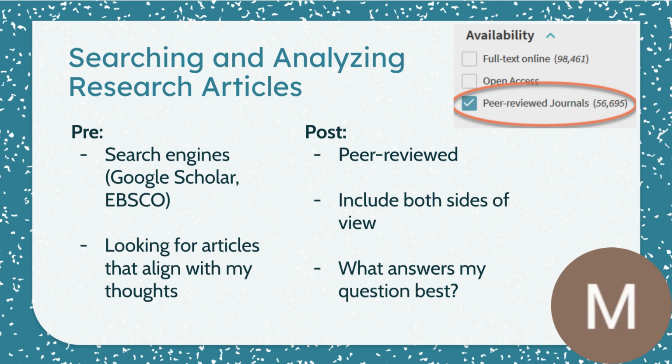When it comes to searching and analyzing research articles, I had very little knowledge of that. I knew that I could look through search engines like Google Scholar or EBSCO, since that's what I used in my undergrad. But I was also looking for articles that align with my thoughts. Now, after some time, I've learned that these need to be peer-reviewed articles, and that they need to include both sides of the view. It does not just need to be how I feel, because that's not accurate or reliable.